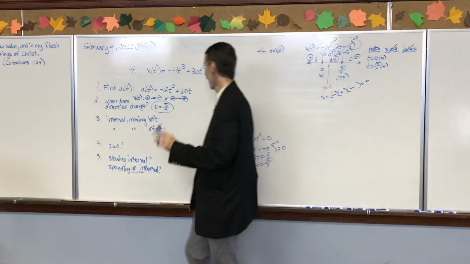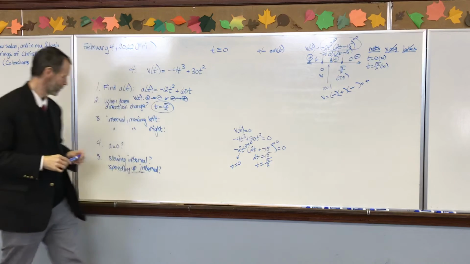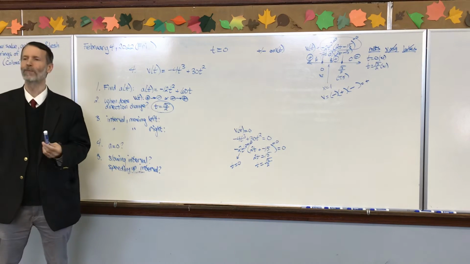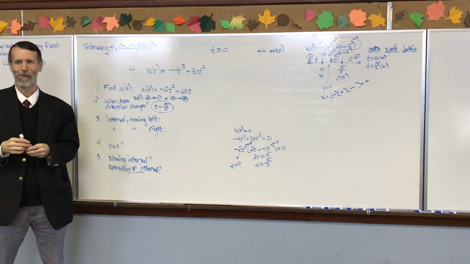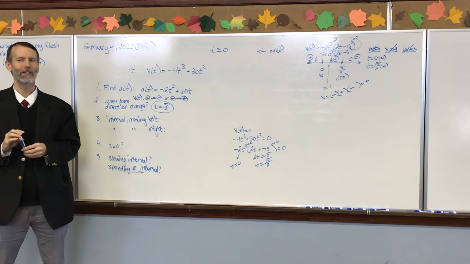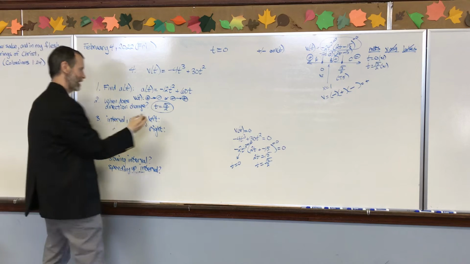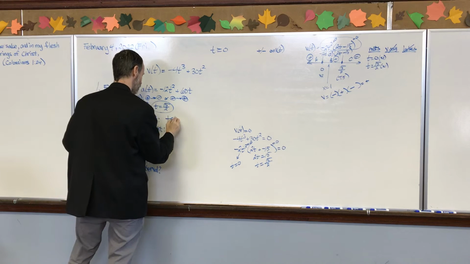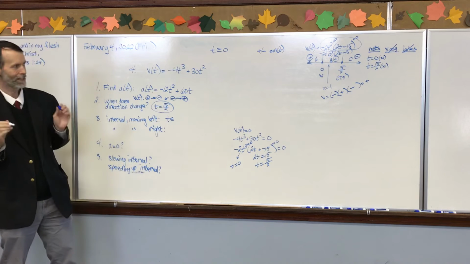Make sense? While we're at it, can we get intervals for when it's moving to the left and to the right? We should have the data in front of us now for that. Julia Seashine, help me out with that. In interval notation, so t belongs to what? When is it moving to the left?